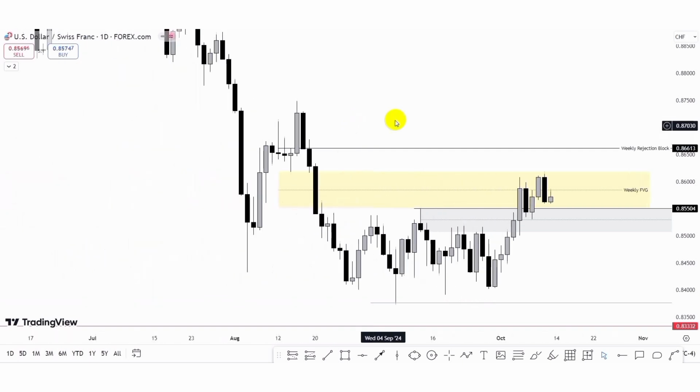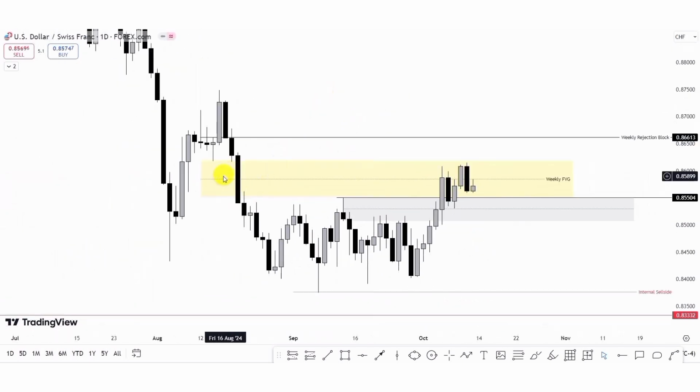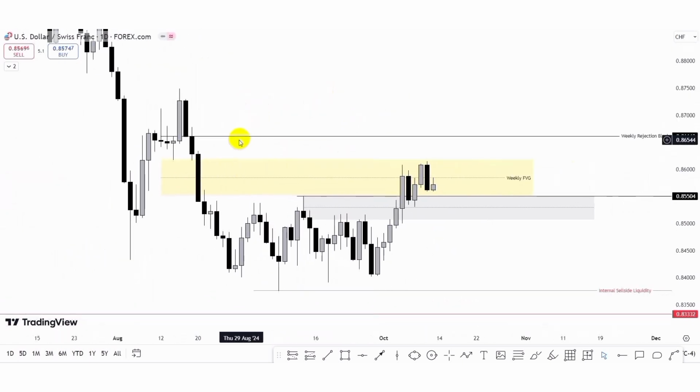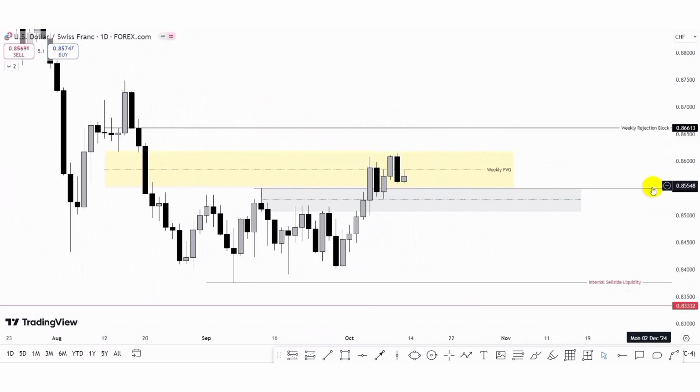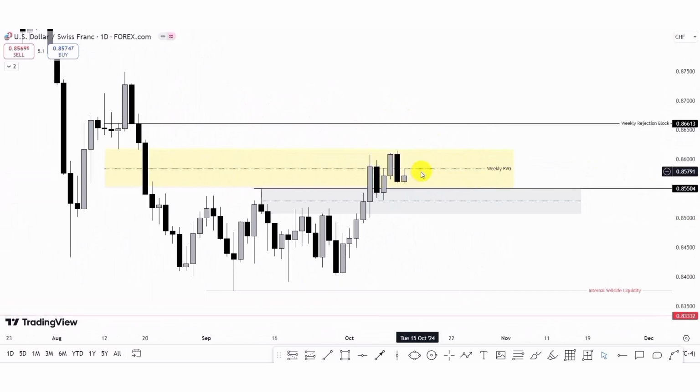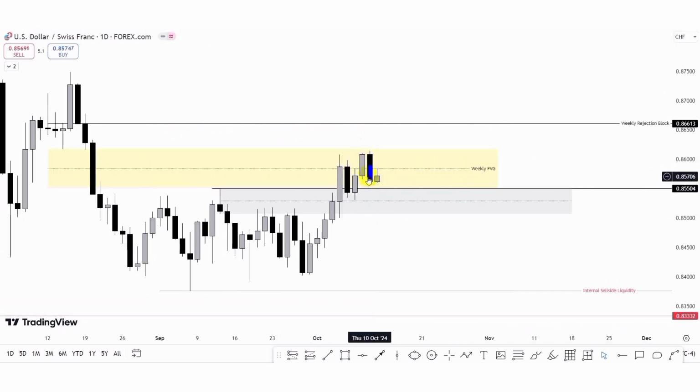So here in the daily time frame, what we can see is that price is reacting at this fair value gap. And we can see this is our weekly rejection block. And then we have this other block. And you can see above we have a fair value gap also. Now we can see price is reacting at the weekly fair value gap. We have this bearish candle to the downside. Below the mean threshold, price returned and retested the mean threshold.